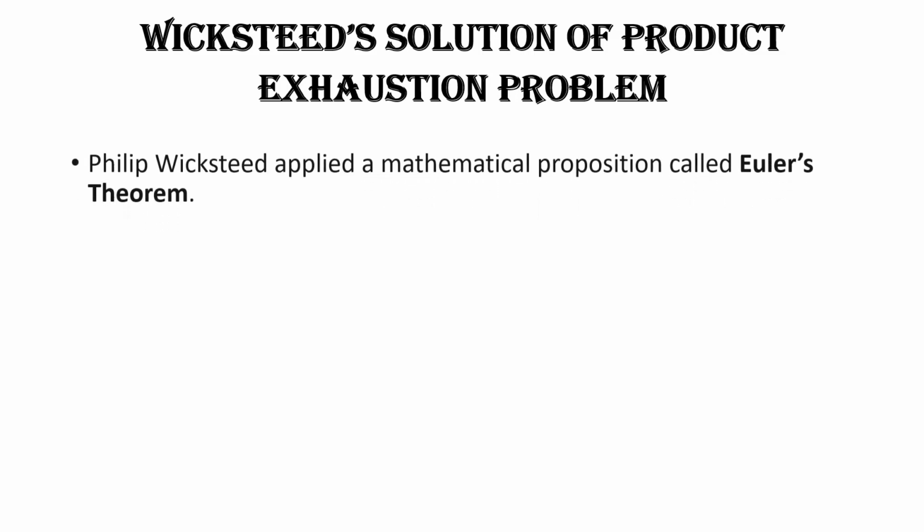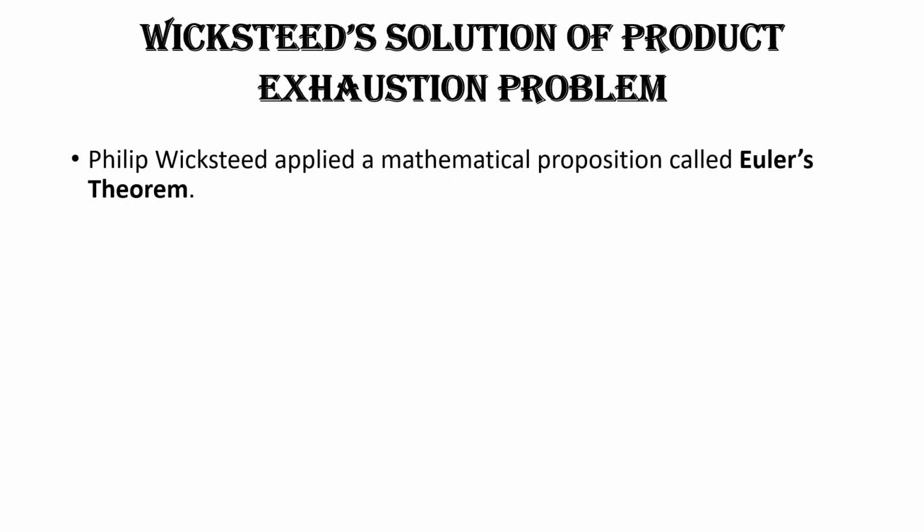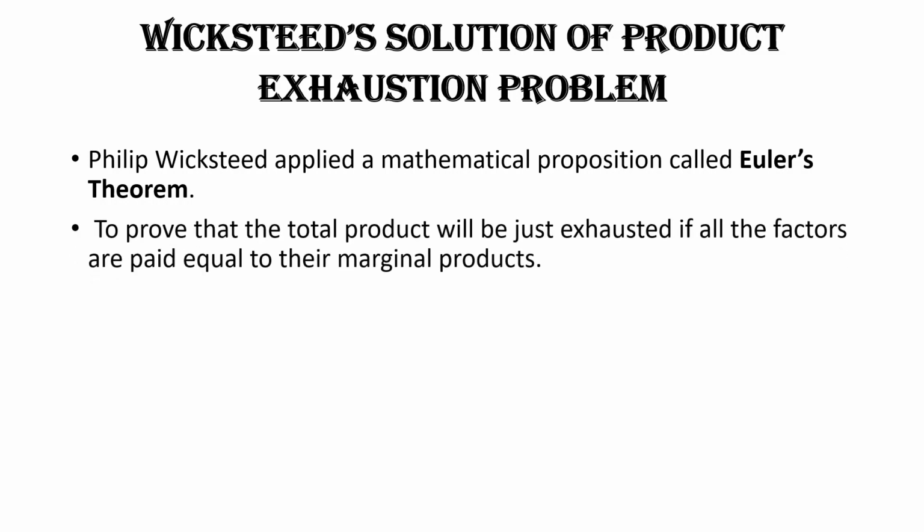Now let's examine Wicksteed's solution of the product exhaustion theorem. Philip Wicksteed was one of the first economists who posed this problem and provided a solution for it. Wicksteed applied a mathematical proposition called Euler's theorem to prove that the total product will be just exhausted if all factors are paid equal to their marginal products.